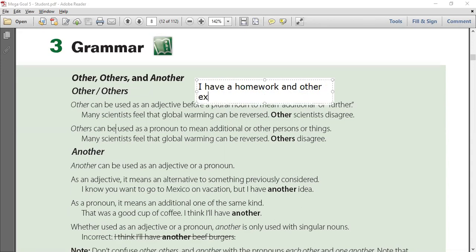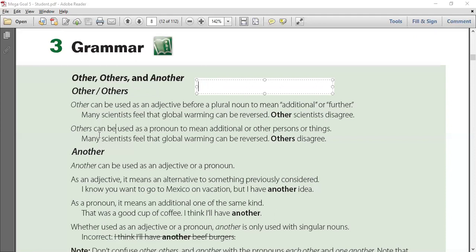Okay. Many scientists, this is an example, feel that global warming can be reversed. Other scientists, can you see? It's the S, disagree. Okay, now we understand the meaning of other. It means in addition or also.